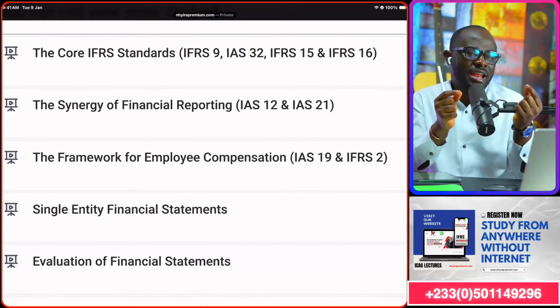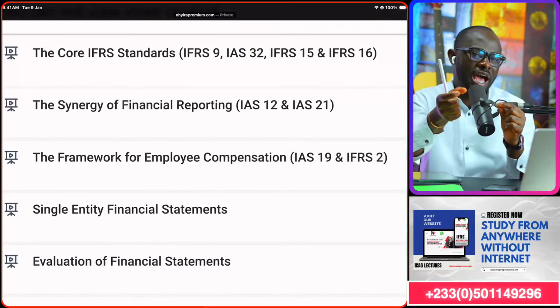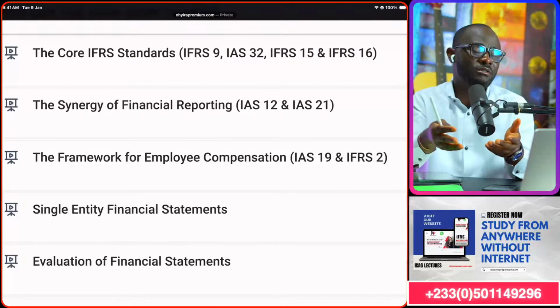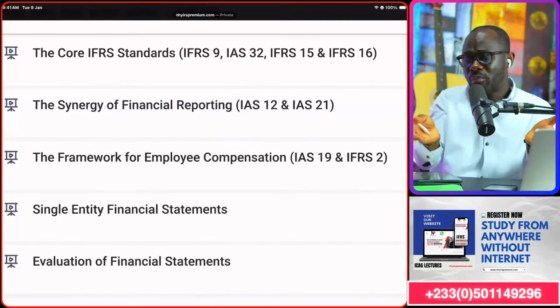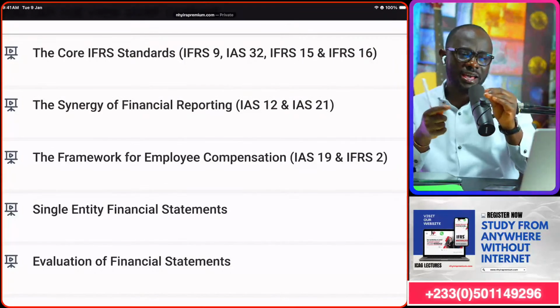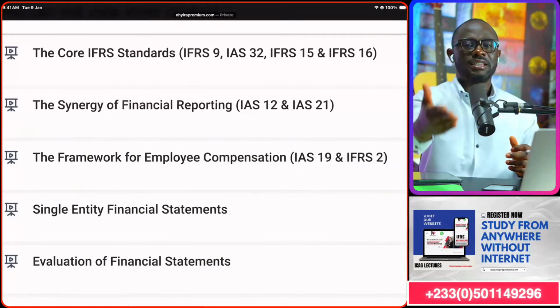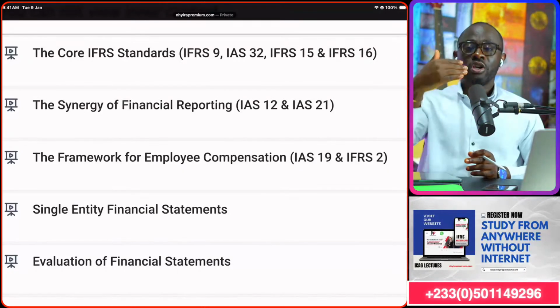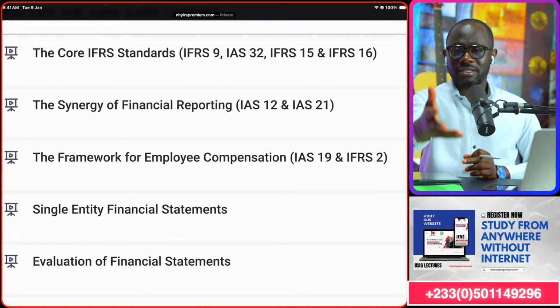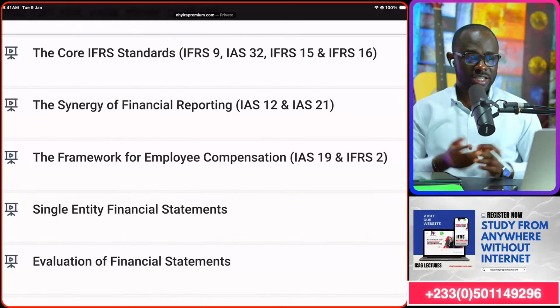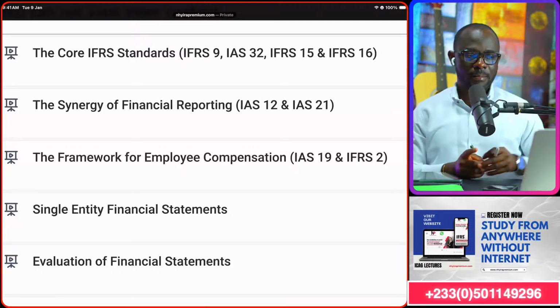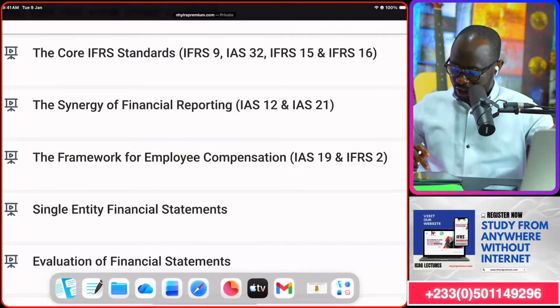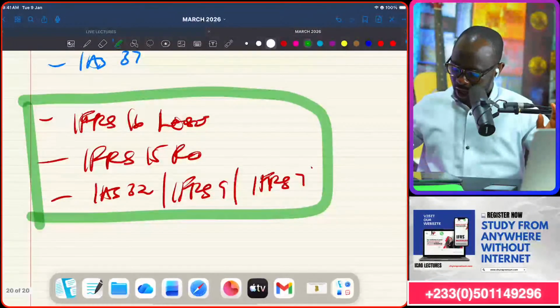Do you understand IAS 12 and its connection with IAS 16 when an entity revalues assets? Then the corporate reporting students, do you understand IAS 12 when an entity undertakes a share-based payment transaction? You must understand that. That's very important in that regard. So that is the synergy between standards that you must know about.